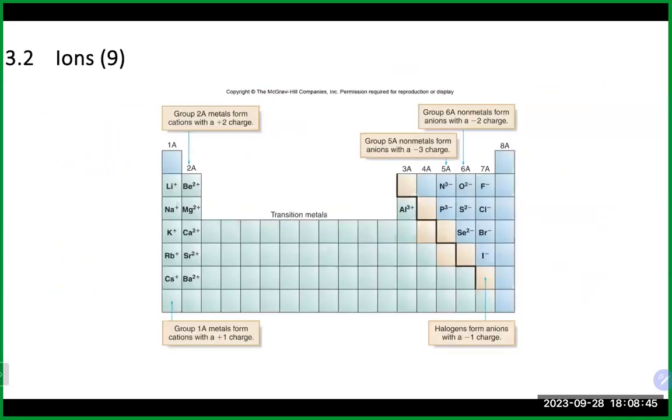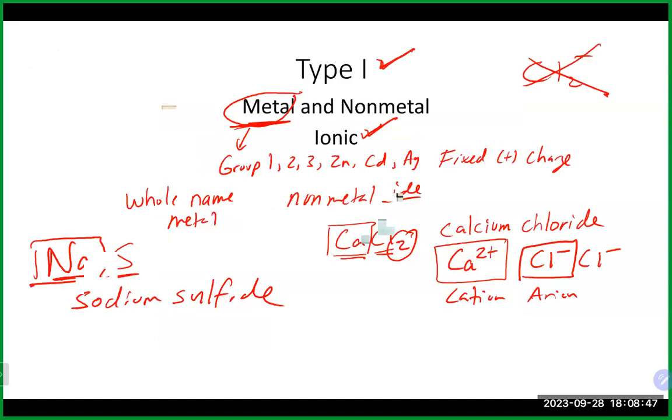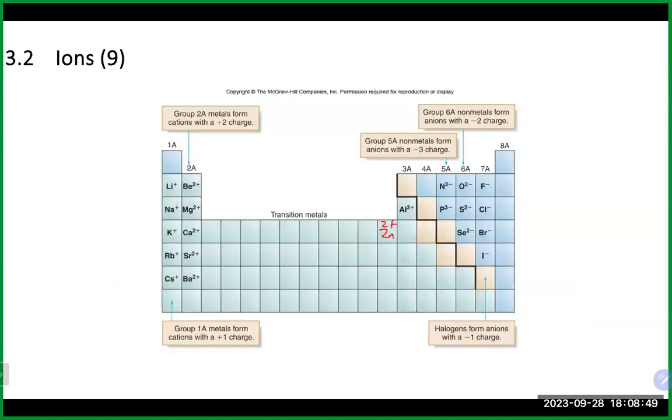So here again is our chart of fixed charges, along with our zinc, which is +2, our cadmium, which is +2, and our silver, which is +1. By the way, if we have any of these elements by themselves, do they have charges? They do not. Things only get charges when metals and non-metals hook up together, like we talked about with ionic bonding. So they don't have charges until they hook together with either a metal or a non-metal.